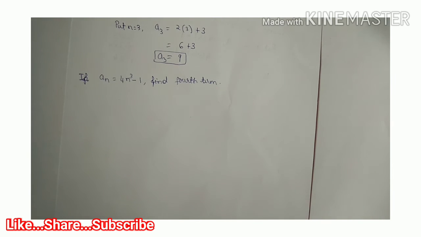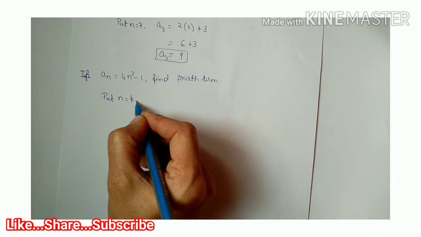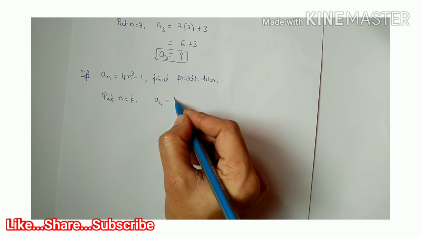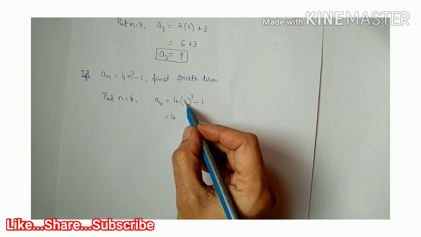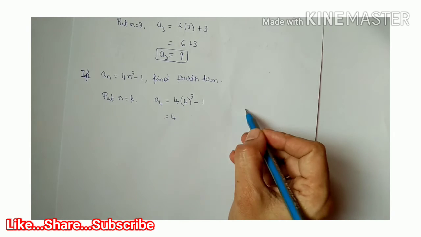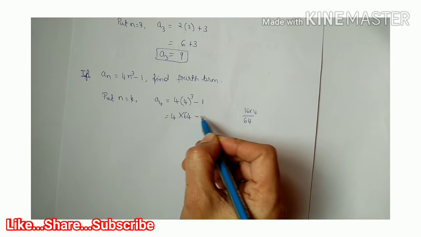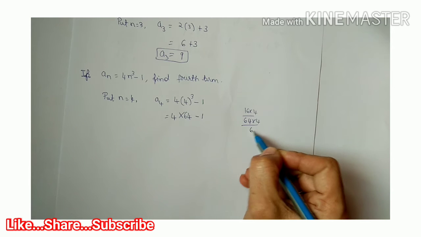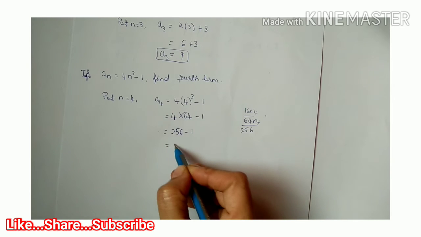Next question. If an is equal to 4n cube minus 1, find the fourth term. Here given an is equal to 4n cube minus 1, we have to find the fourth term. Therefore put n is equal to 4. a4 is equal to 4 into 4 cube minus 1. 4 into 4 into 4. 4 4s are 16. 16 4s are 64. 64 minus 1. 64 into 4, 256. 256 minus 1, 255.